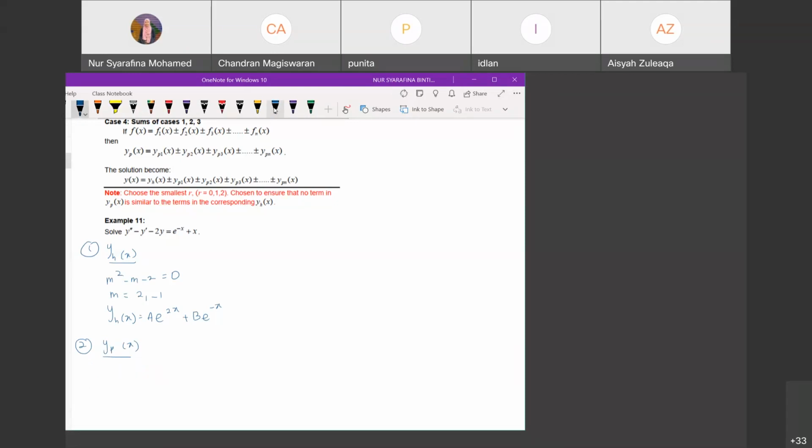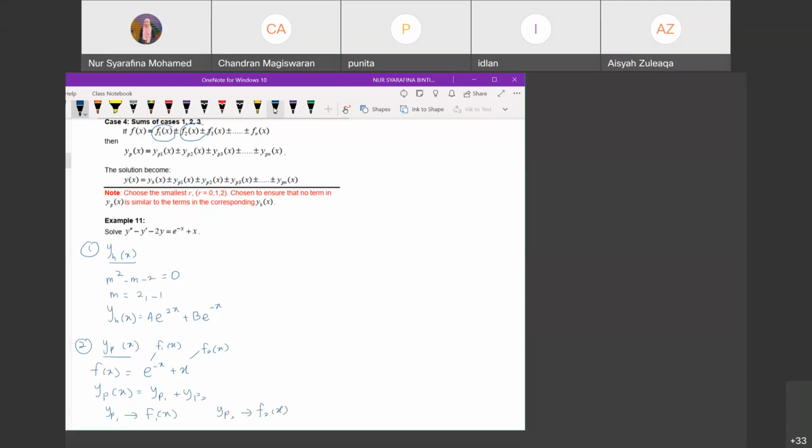So let's start again. In order to find yp, you have to take a look at your function. Your function f(x) is e to the minus x plus x, which is a combination of f1 and f2. So this is your f1(x), this is your f2(x). To find yp, you have to have yp1 and yp2, where yp1 should follow f1(x) and yp2 should follow f2(x).